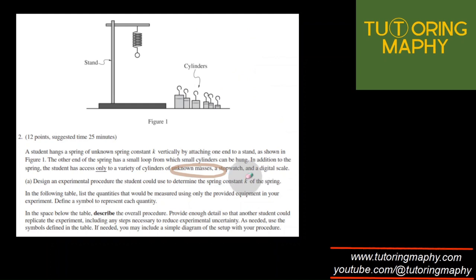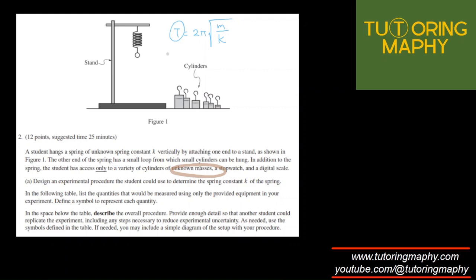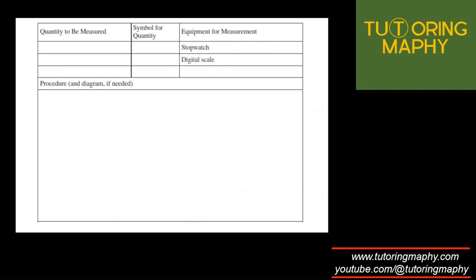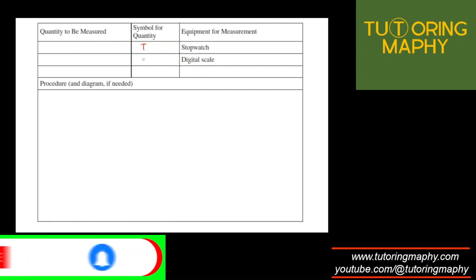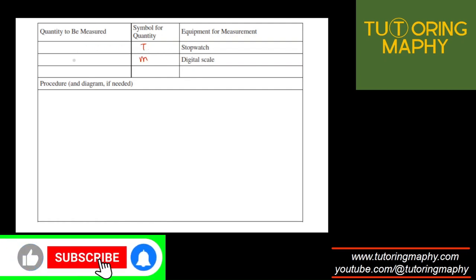What's the other thing which comes to our mind using a spring mass? SHM, I think. And if we remember, a spring mass system performs an SHM with the time period of 2 pi square root m over k. I can measure time period using the stopwatch, I can measure the mass using the digital scale, and then I can find the value of k, right? So I'm going to say the quantities to be measured: capital T is the usual representation of the time period, and the other one is M, the mass of the weight.